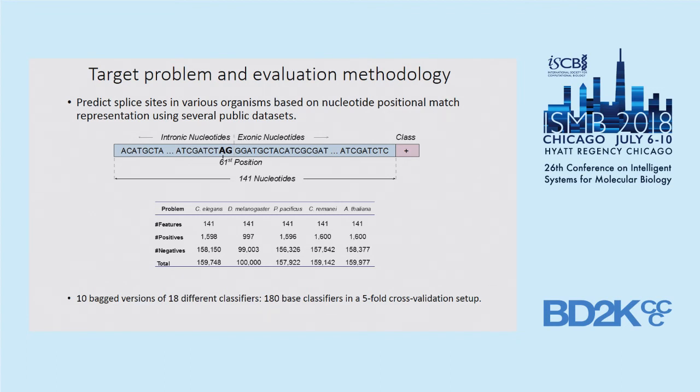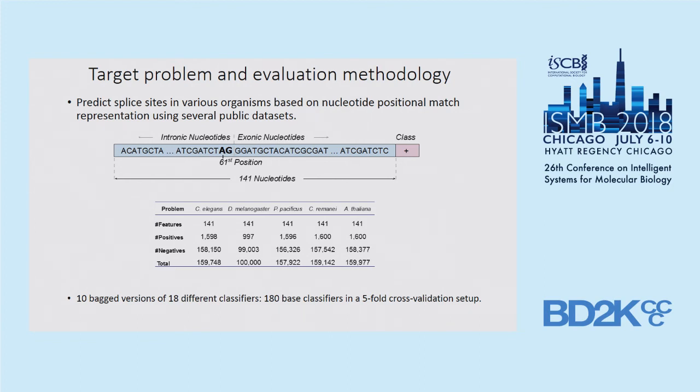So we are predicting splice sites in various organisms. A splice site is an AG dimer that is located at the junction between an intron and an exon. Only about 1% of the AG dimers are actual splice sites. The rest of them are just decoys, random occurrences of AG dimers across the genome. So we're looking at these sites throughout genomes and predicting whether or not they are in fact a splice site or just a decoy. We formulate this as a binary classification problem, and that is the prediction.